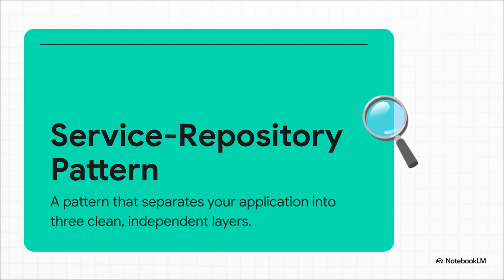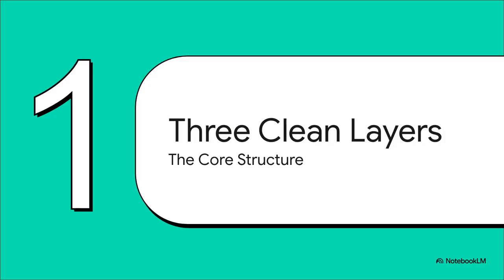At its core, this pattern is all about one simple, powerful idea: separation of concerns. It does this by splitting your entire application into three totally distinct, independent layers. So, what are these three layers that promise to make our lives so much easier? Let's take a high-level look at the structure.